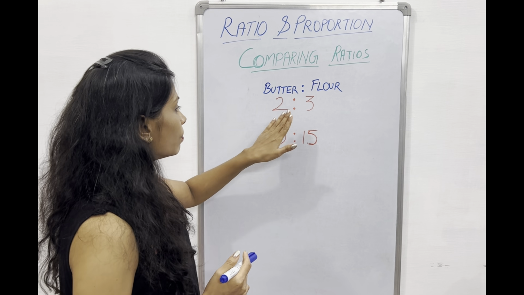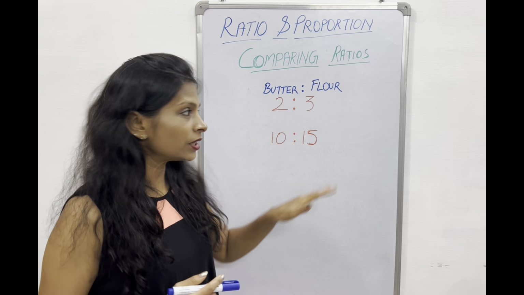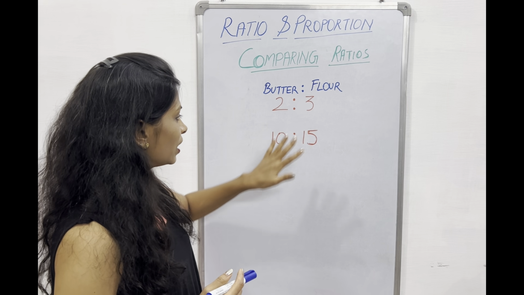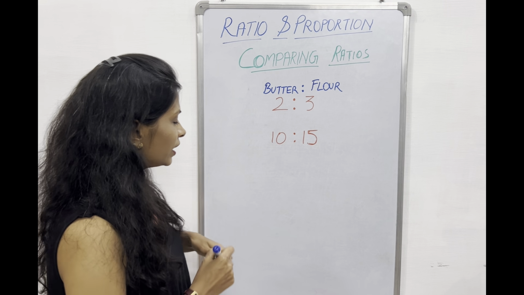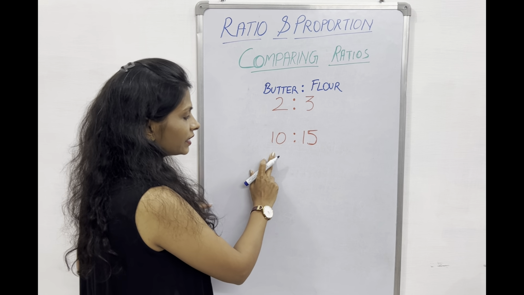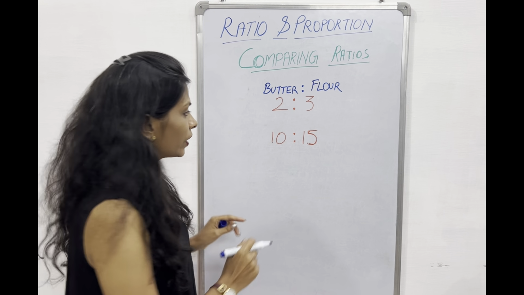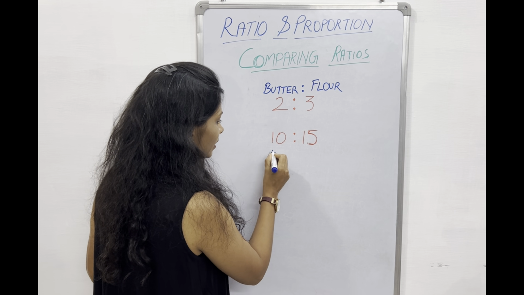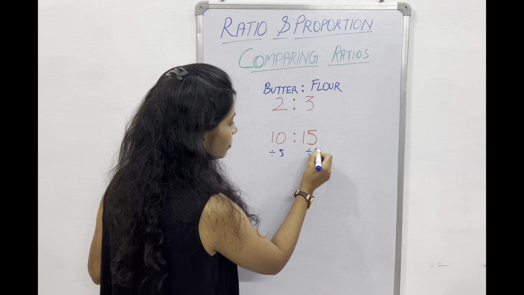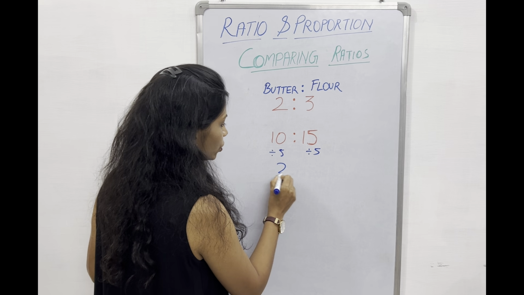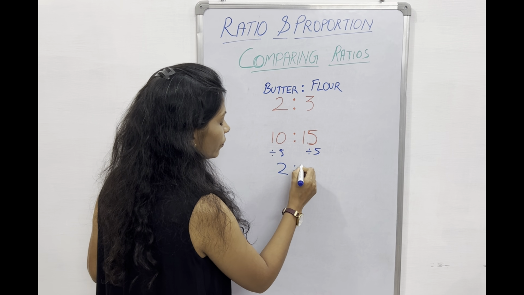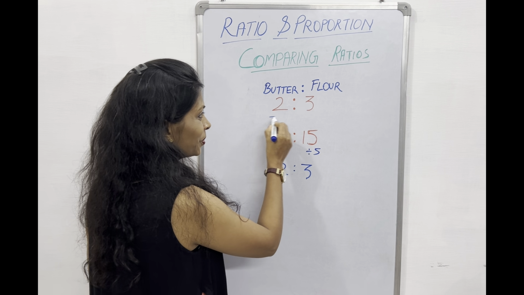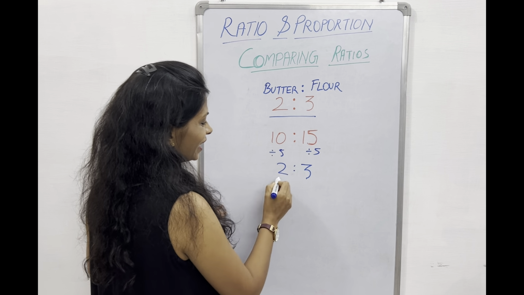As I see, both 2 and 3 here are prime numbers, and this is the most simplified form. Now ratio 10 is to 15. Here I see that the common factor is 5. So I can simplify this as 10 divided by 5 and 15 divided by 5. 10 divided by 5 is 2 and 15 divided by 5 is 3. Hence 2 is to 3 and 2 is to 3 are equal. Hence my mom used the recipe correctly.